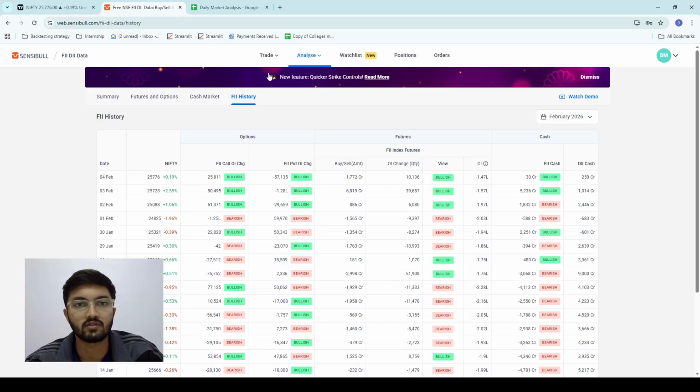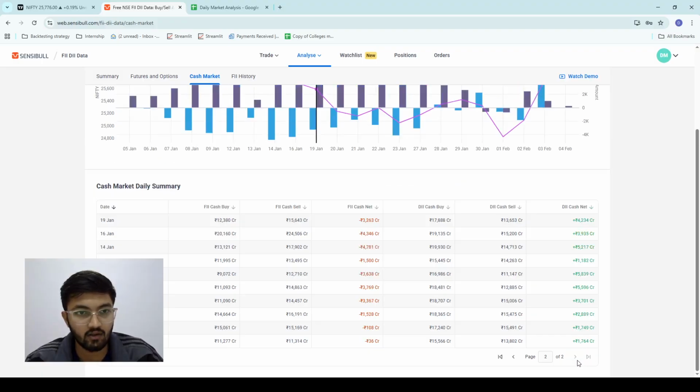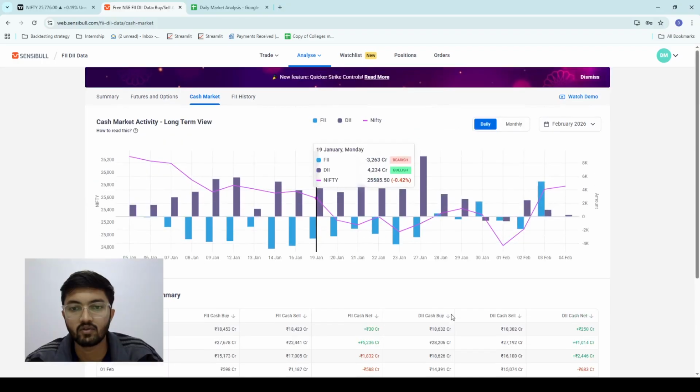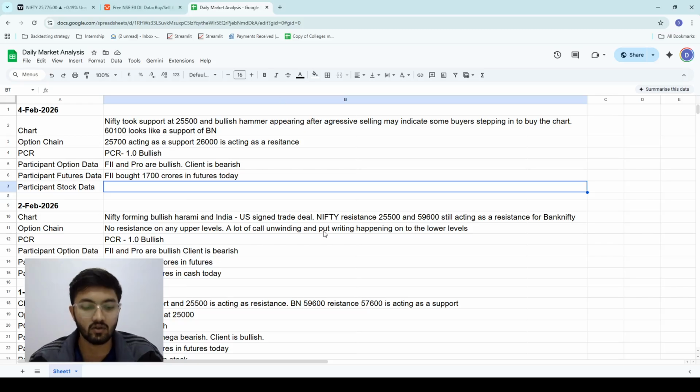What's happening in the cash market? Cash market, FII, yesterday they bought like 5,000 crores of stock. This is the largest figure in the entire last month. So this is not the amount that they sold. At least they're getting it expensive. If I bought 30 crores of stock, it is nothing major.